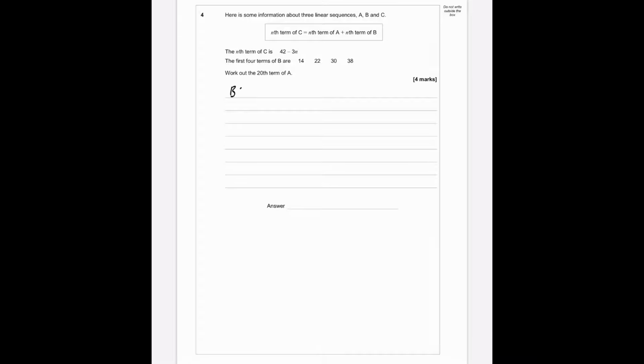For question 4, well, we know that the two nth terms of the sequences A and B add to make C. I can see that B, 14, 22, 30, 38, that's the 8 times table, or 6 more than it, so 8n plus 6. To work out A, we can subtract B from C, so 42 minus 3n, subtract our B, our 8n plus 6, is 36 minus 11n, so that's going to be our nth term for A. Substituting 20 into that, we get negative 184 for the 20th term.